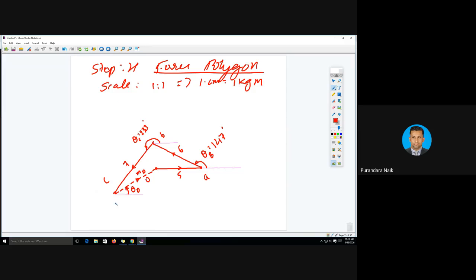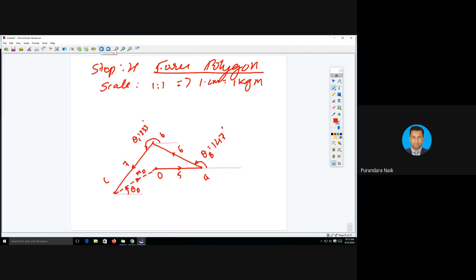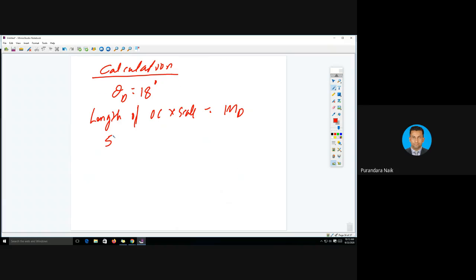Now, the length of OC. O is here, right? Length of OC into scale is equal to MD. Length of OC, I'm getting around 5.4. 5.4 centimeter into scale, 1:1 scale, is equal to MD. So the answer for MD is equal to 5.4 kg.